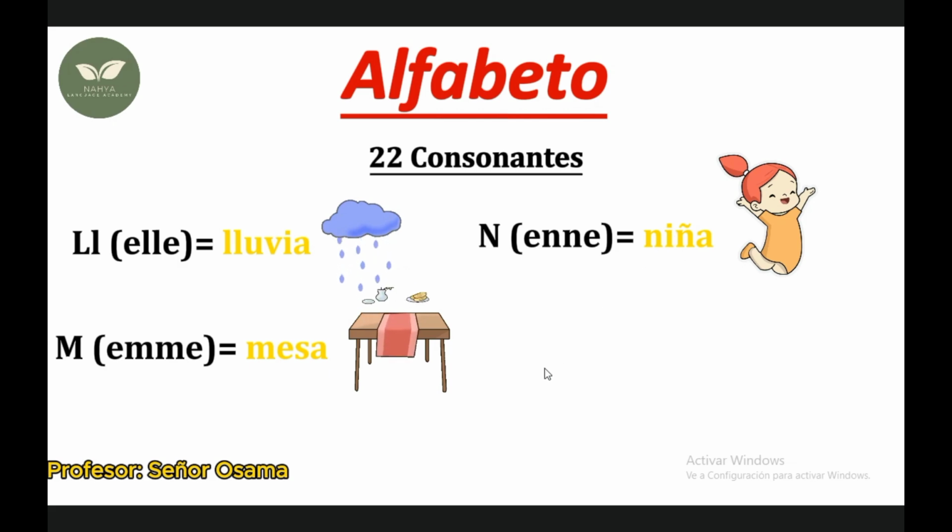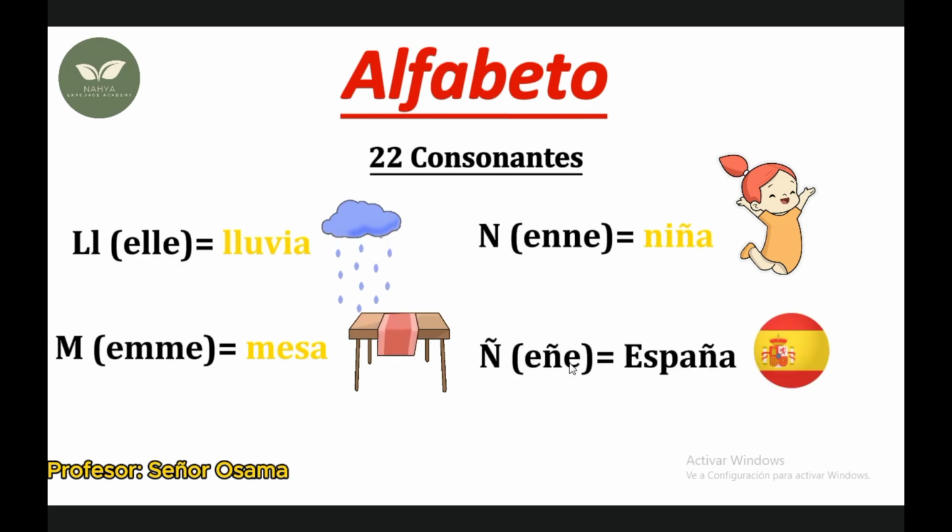So the next one is Enye. Enye seems like N, but we add something like a sound. Actually, I don't know the name of this. So we say this letter is Enye.